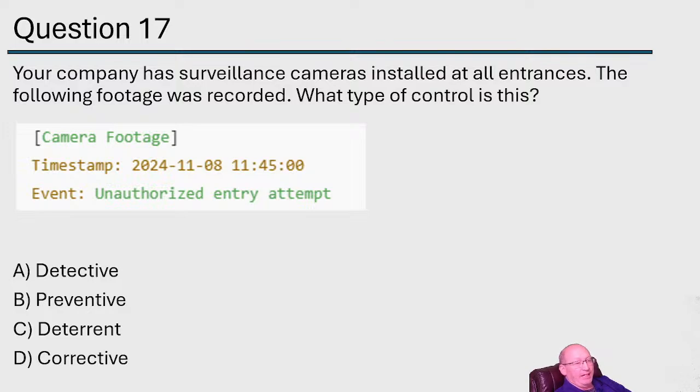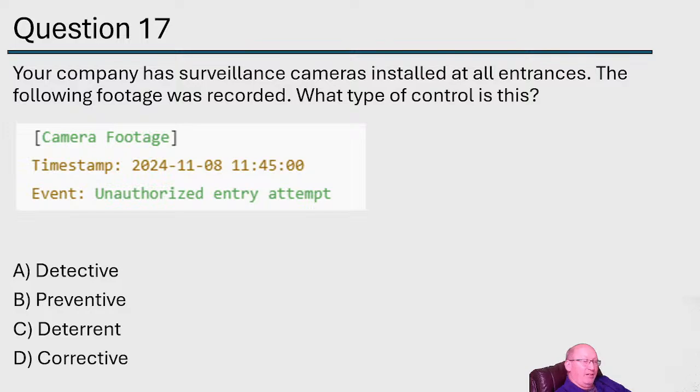And then D, corrective control. Corrective control being something occurs and we need to correct for it. Probably not in this case because we're just looking at camera footage, right? So it really comes between detective and deterrent control. Top 2 answers. I'll give you about 5 seconds on this one, just in case you answered B or D.